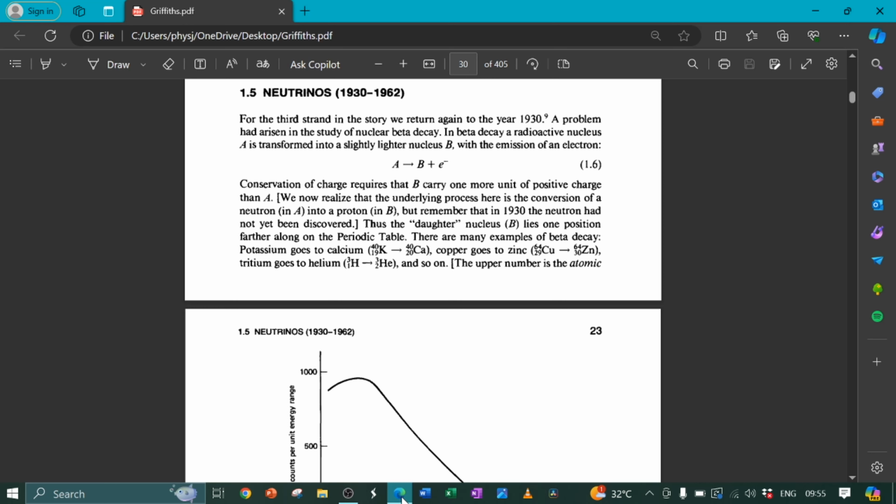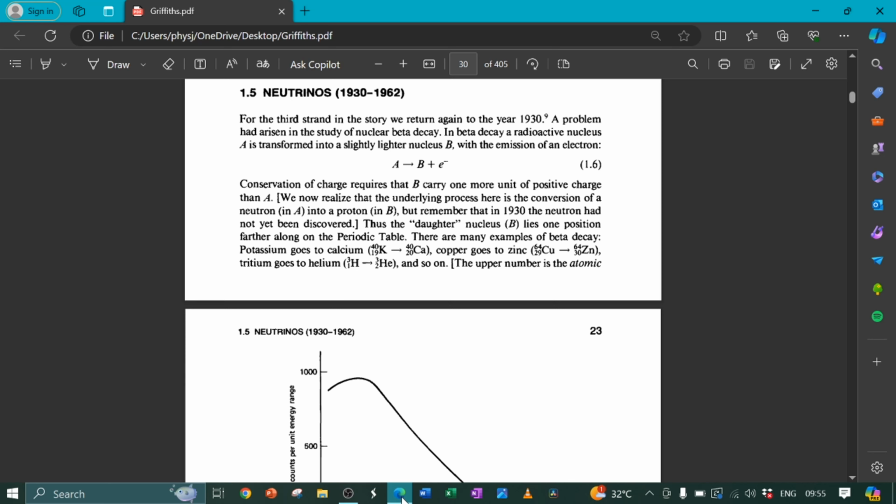Neutrinos 1930 to 1962. For the third strand in the story, we return again to the year 1930. A problem had arisen in the study of nuclear beta decay. In beta decay, a radioactive nucleus A is transformed into a slightly lighter nucleus B with the emission of an electron. A goes to B plus electron.